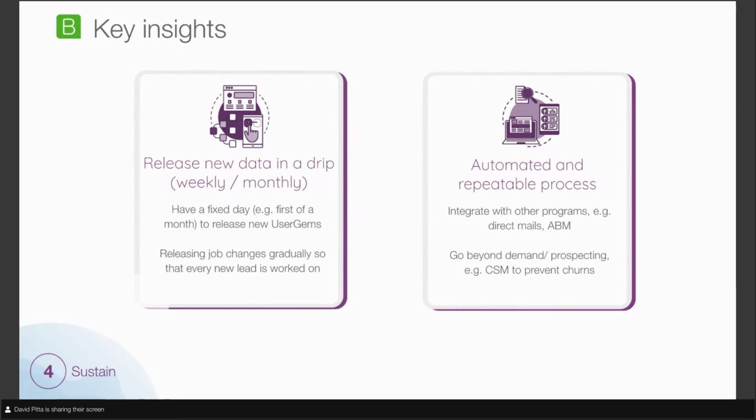So some of the key insights that we've had is we've identified a fixed day where we want to release new UserGems. It could be the first of the month. You could work with Christian and team to see it. Maybe it's every Monday. However it works best for you, so that it's a gradual movement of leads into your system, and then an automated and repeatable process. So we actually take the data and load it right into the prospecting tool, which I'd mentioned. So it removes the step of having to rely on the reps to get it into the prospecting tool from CRM.